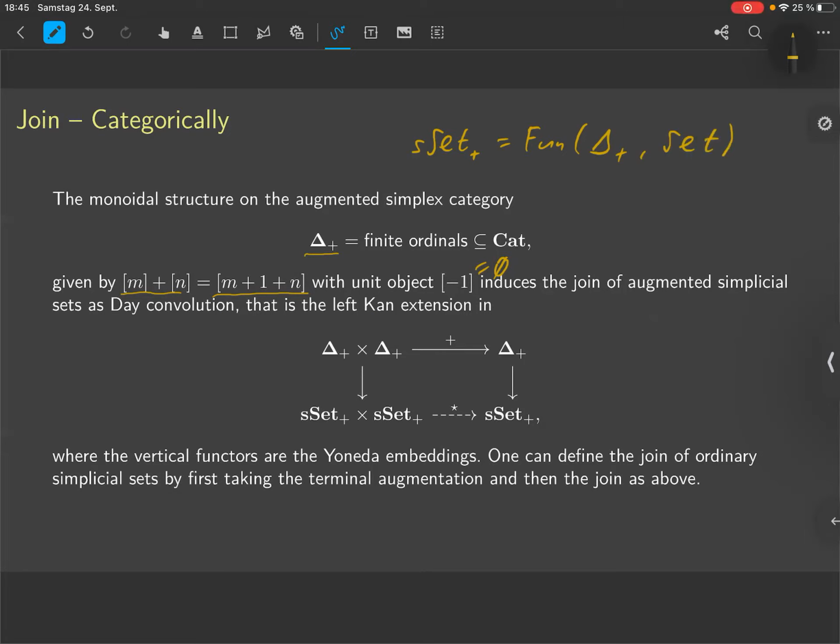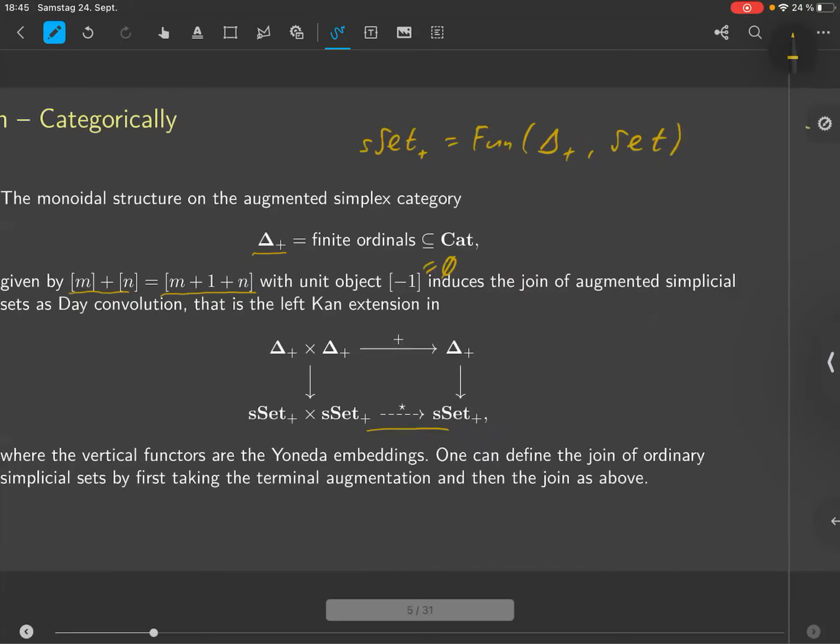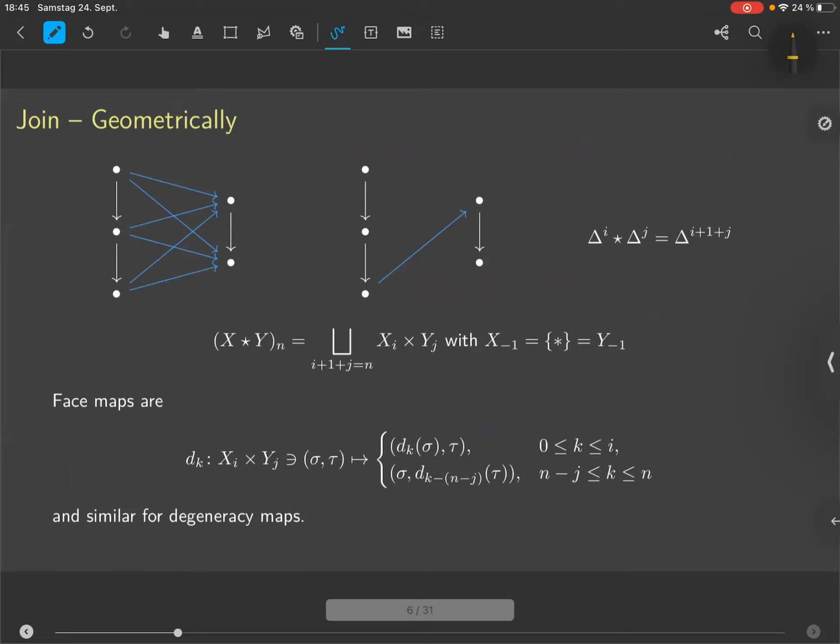Okay, and how we do it is we take, as one possible categorical construction, the left Kan extension in this diagram. But this is not the only construction. We can also do it explicitly, which is probably a bit easier to see, and also shows why it's called the join. So let's do it now geometrically.